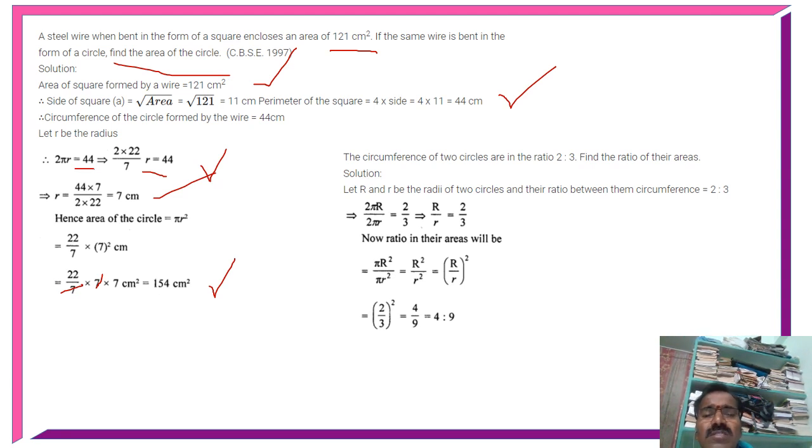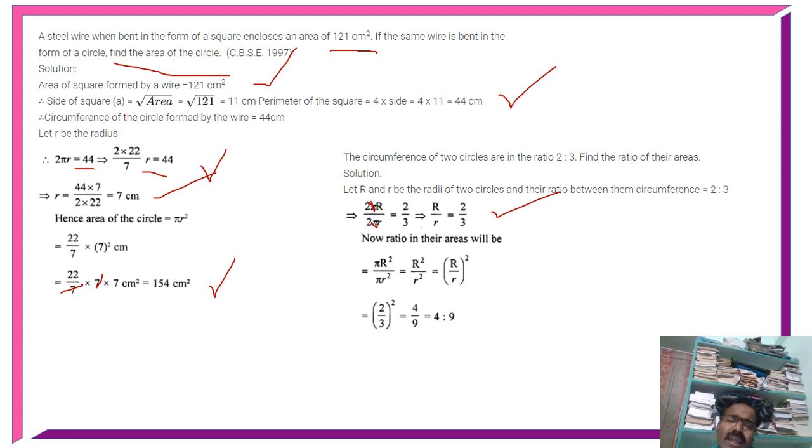Again, one more question is given. Circumferences of two circles are in the ratio of 2:3. Find the ratio of their areas. We know the circumference formula is 2 pi r. Let us take the circumference of one circle as 2 pi into capital R and the other as 2 pi into small r, so as not to get confused. So 2 pi capital R by 2 pi small r equals 2:3. As 2 pi cancels, R by r equals 2:3, which means the ratio between their radii is 2:3.